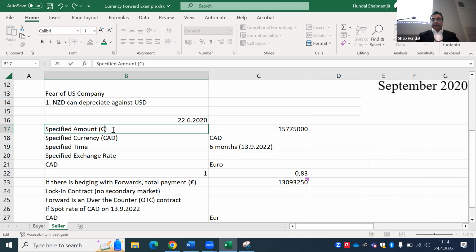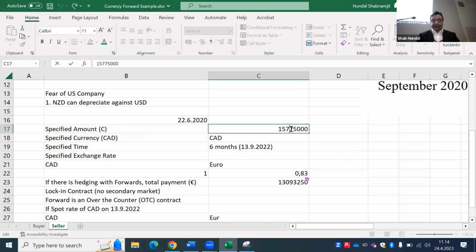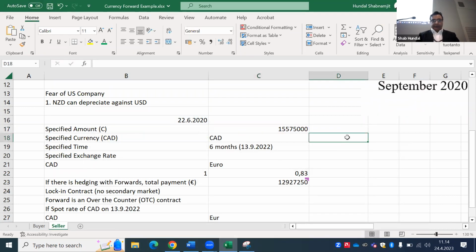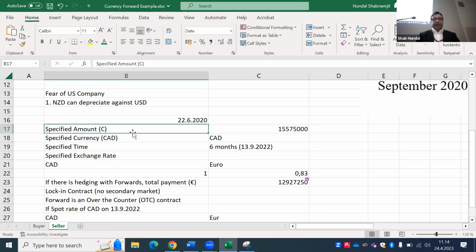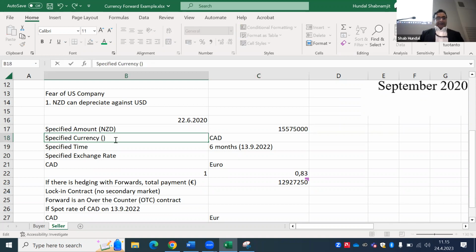My apologies. 15,500. All right. Okay. Is it fine now? Okay. So you talk to the bank manager of HSBC that we have sold goods to New Zealand. Our importer, our buyer would pay us these many New Zealand dollars, and we are afraid that New Zealand dollar can go down and we get nothing from the revenue when we convert to the US dollars. So the specified amount is New Zealand dollar 15.575 million. The specified currency is, of course, New Zealand dollar.